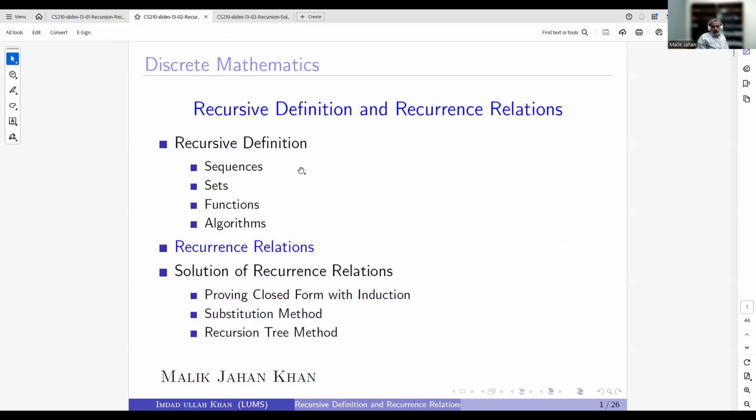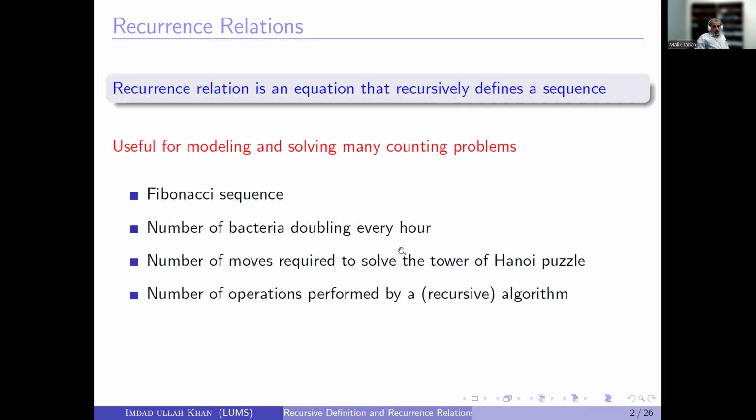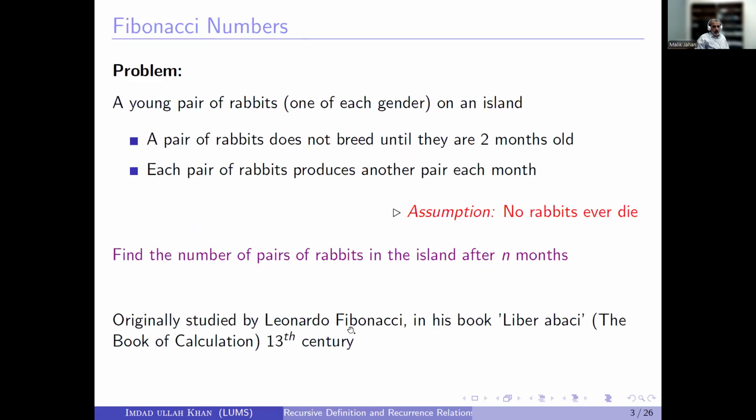Now we are moving to recurrence relations. A recurrence relation is an equation that recursively defines a sequence. It is useful for modeling and solving many counting problems like the Fibonacci sequence. We'll be seeing an example of where the sequence of Fibonacci numbers came from, the number of bacteria doubling every hour, another famous example, the Tower of Hanoi puzzle, and finally the number of operations performed by a recursive algorithm, which in that case is binary search.